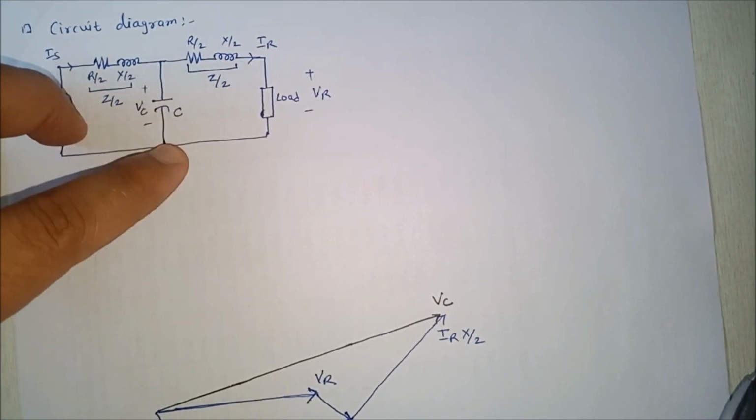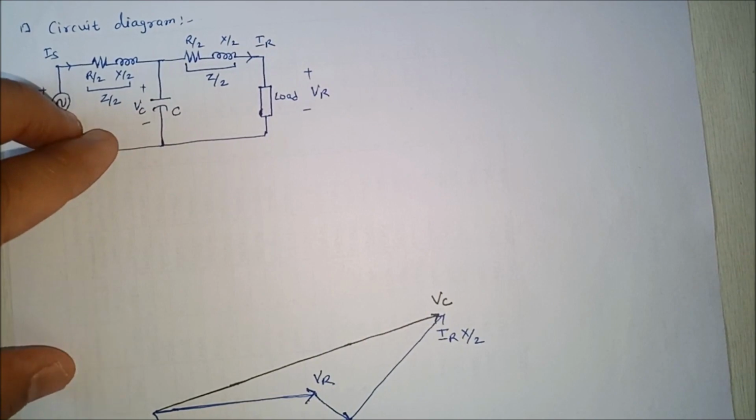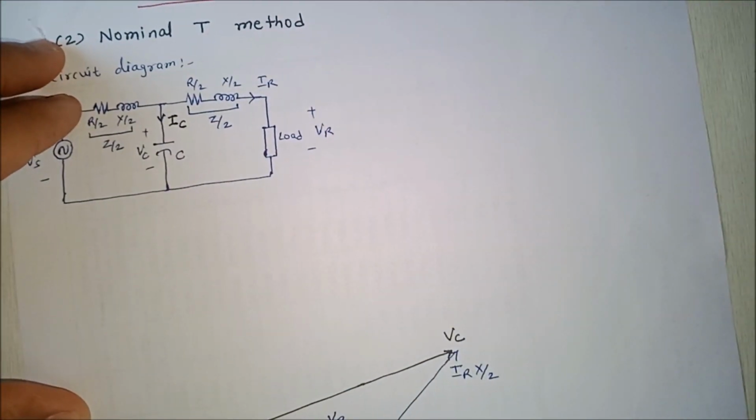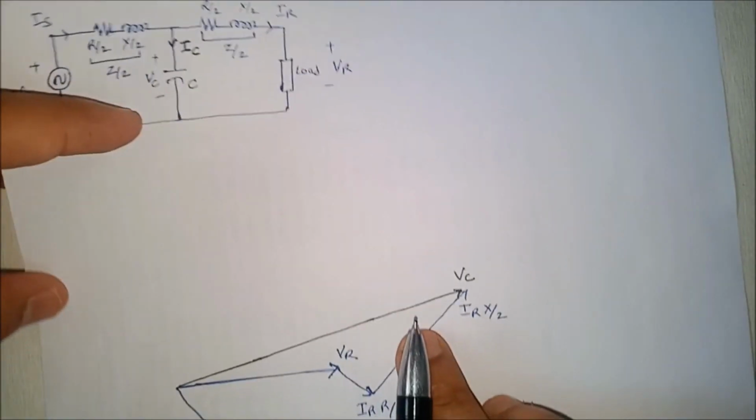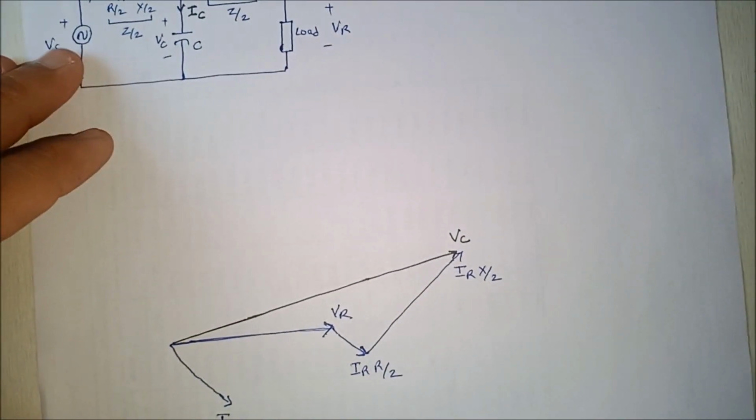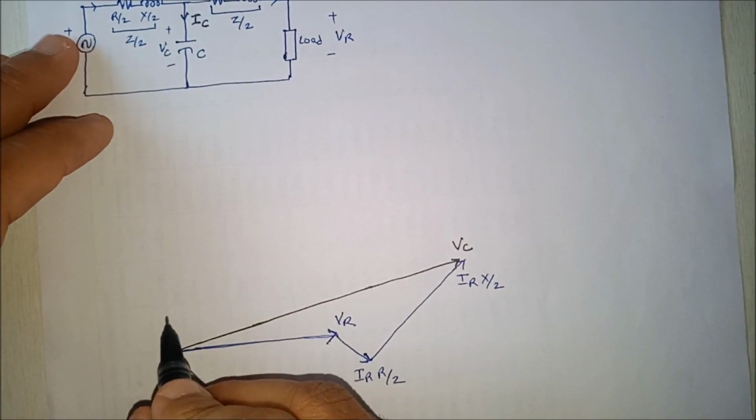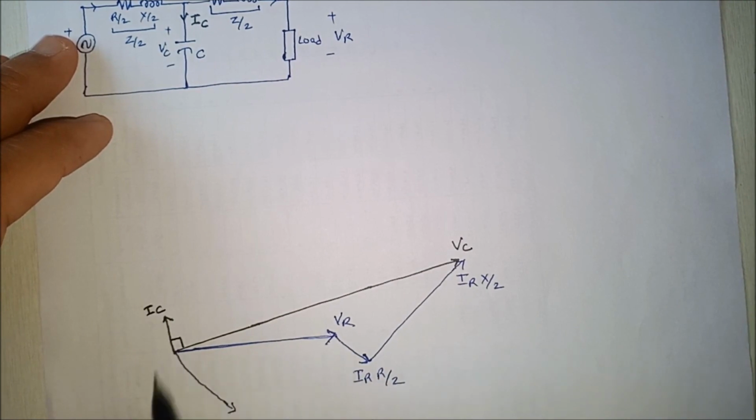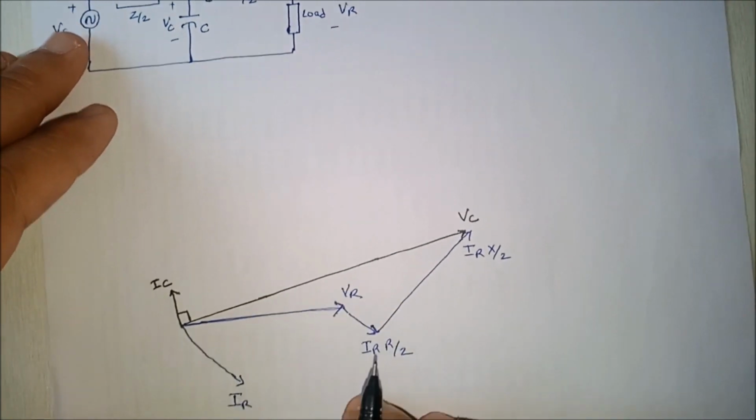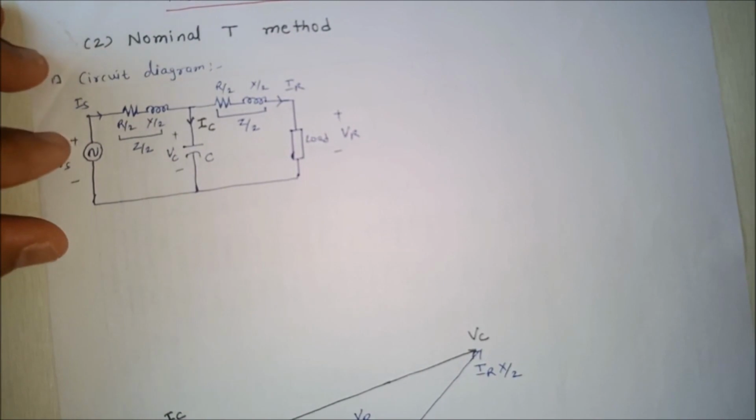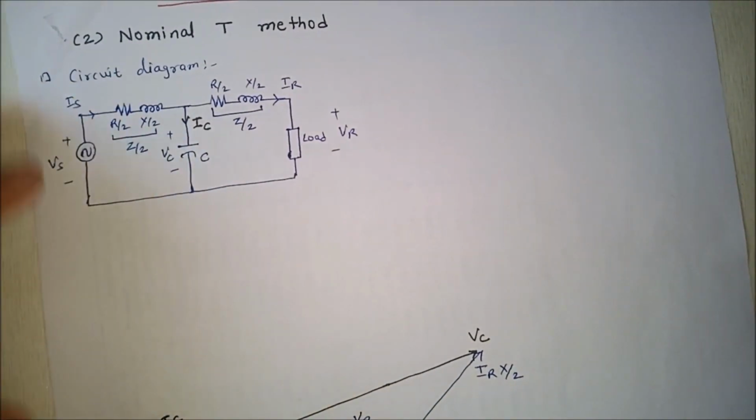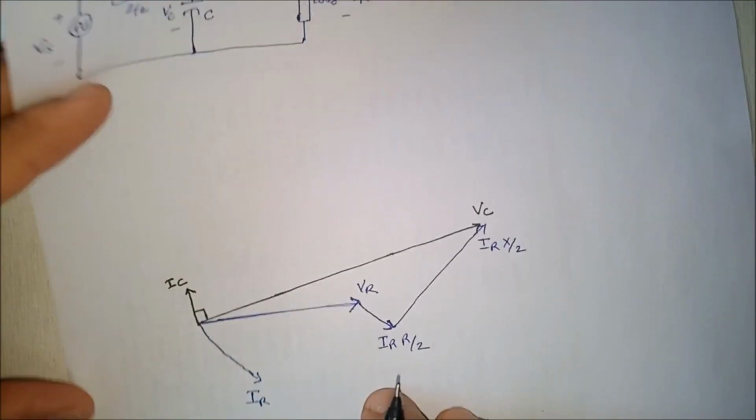Once we get VC, we can determine IC. IC is the current flowing through the capacitor, the per phase capacitor current. IC will lead VC by 90 degrees. I will indicate that again in black color. Let us say this current is IC, and this angle will be 90 degrees with respect to VC. Now how to obtain IS? If you apply KCL at this node, IS will be IC plus IR. So we have to add IR and IC.